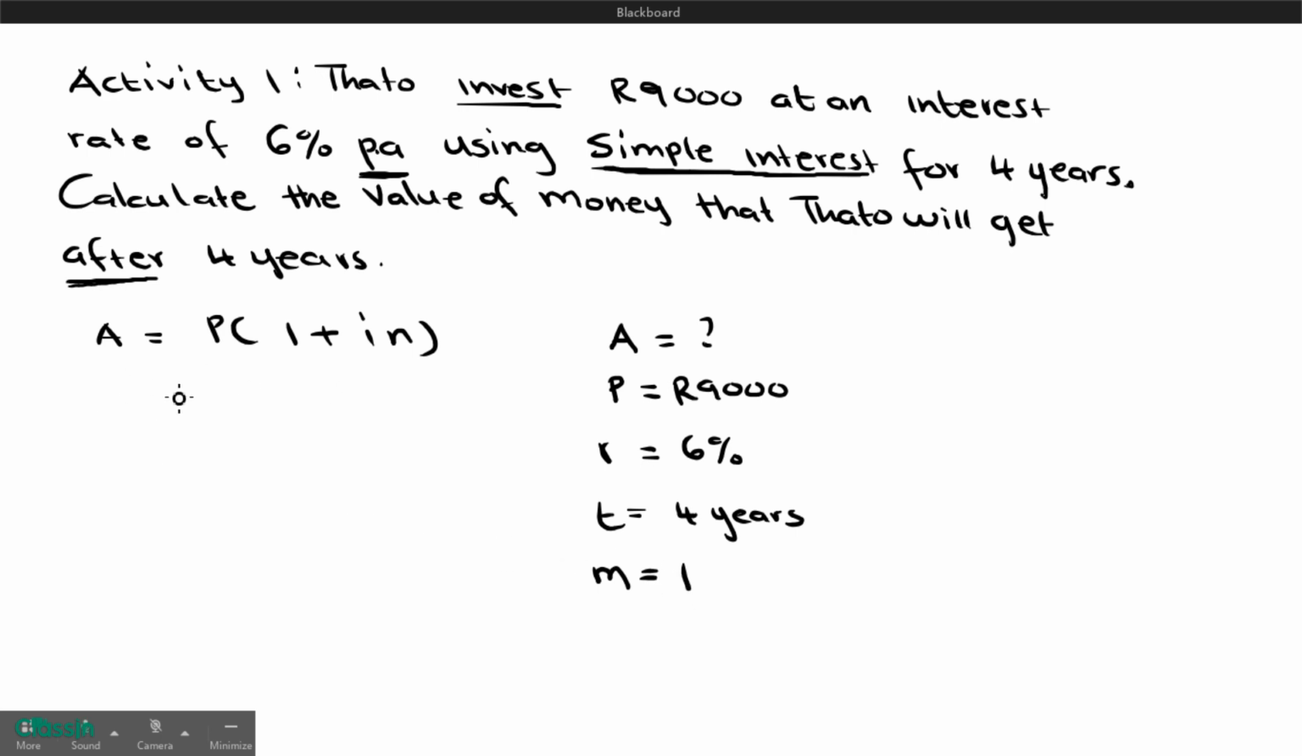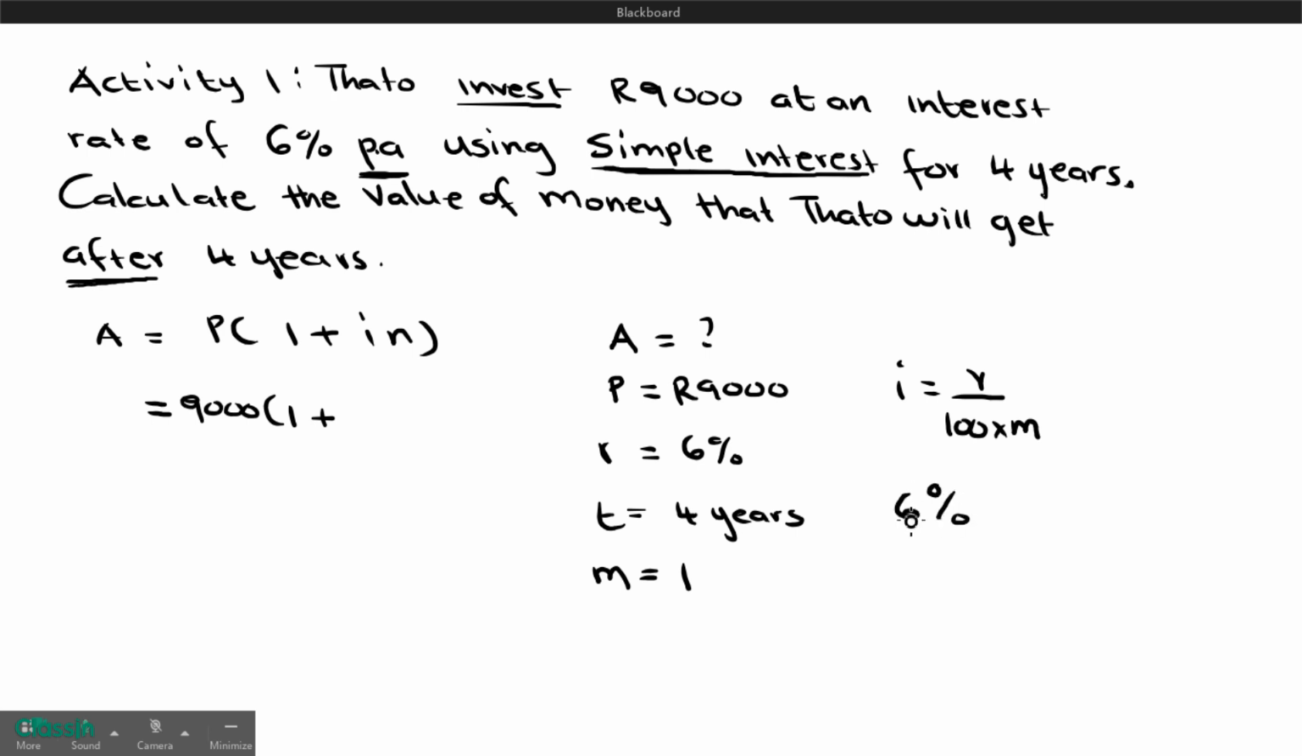So now when we substitute here, we will have 9,000, 1 plus, we said that i is equal to R over 100 multiplied by m. Now I want to break down this.